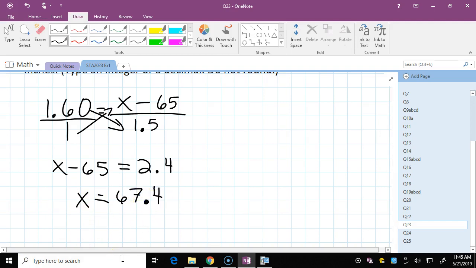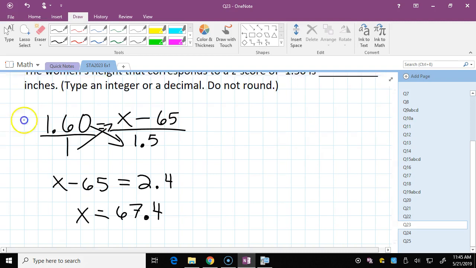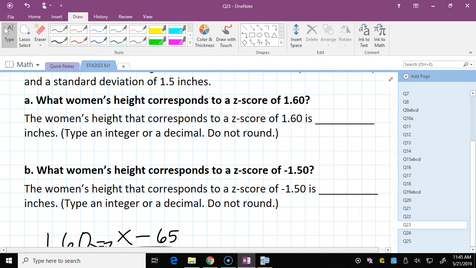That's how tall she was. Just solving your equation a little backwards. So 67.4. And again, we're going to do the same thing.